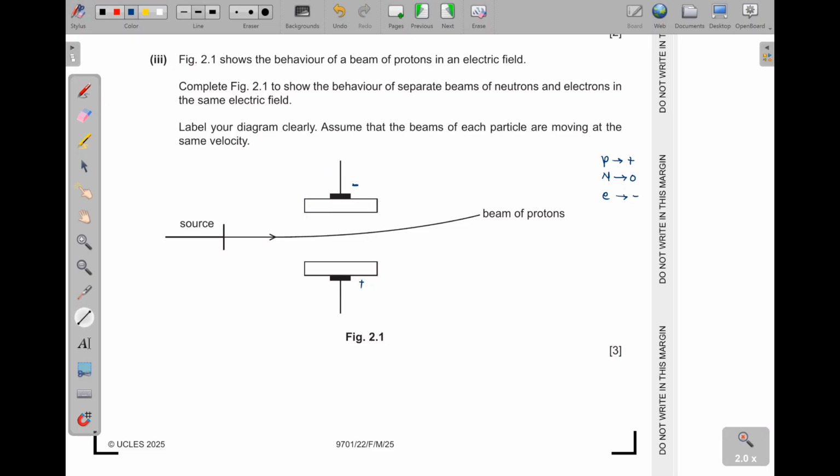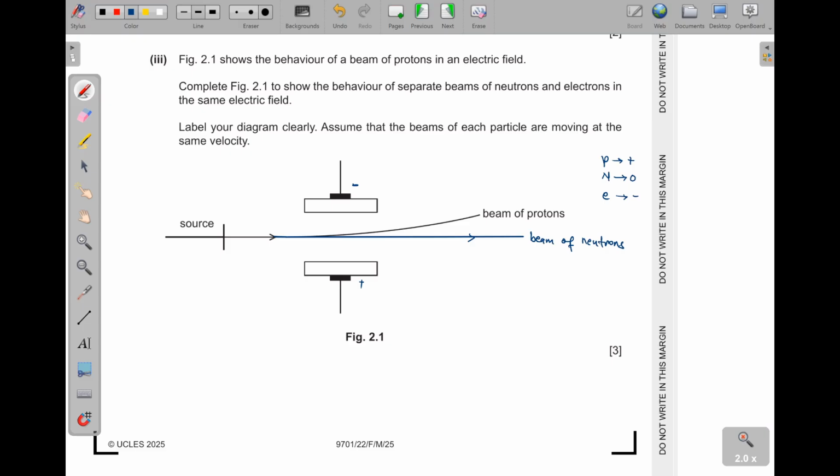Now, when this beam is for neutrons, because they don't have any charge, this one will just continue just like that. Okay, it will just continue. I'll just put, this one is going to be beam of neutrons. They pass through undeflected.